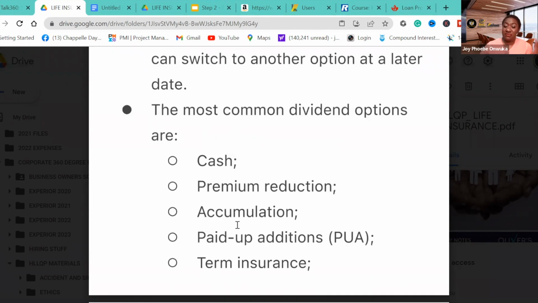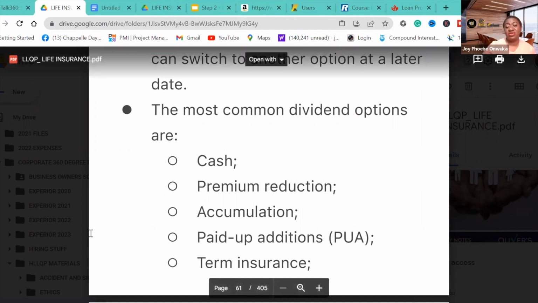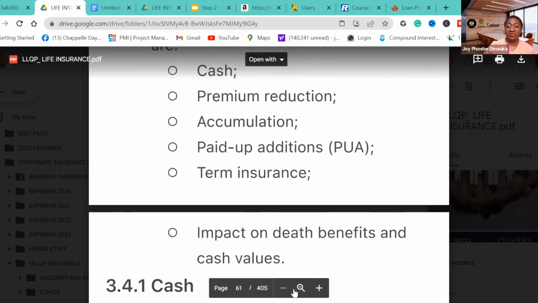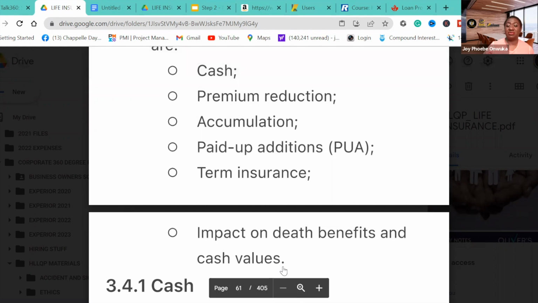You can choose to receive your dividend in cash. You can choose to receive your dividend in the form of premium reductions. For example, if your premium is 1,000 per annum and your dividend is 500, you can decide to use your dividend to reduce your annual premium. Or you can accumulate your dividend. You can say, okay, keep it for me, and when I need it, when it becomes tangible, then I take it in bulk. Or you can use your dividend to pay up additions, that is, use it to buy additional stuff. You can also use your dividend to take on temporary insurance. Also, you can use your dividends towards the impact on death benefits and cash value.